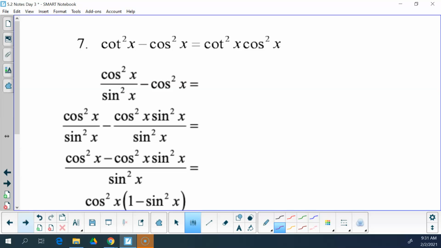This one, I believe, is also worked out for you at the bottom of that page. Cotangent squared minus cosine squared. Adding and subtracting is always more complicated than multiplication. So first off, you'd have to get a common denominator. Cotangent squared is cosine squared over sine squared. So our common denominator would be sine squared.